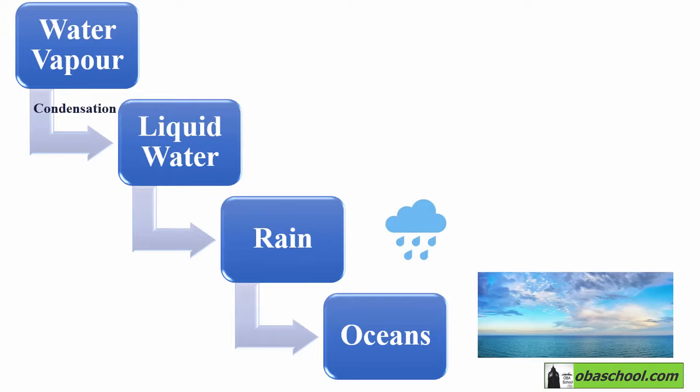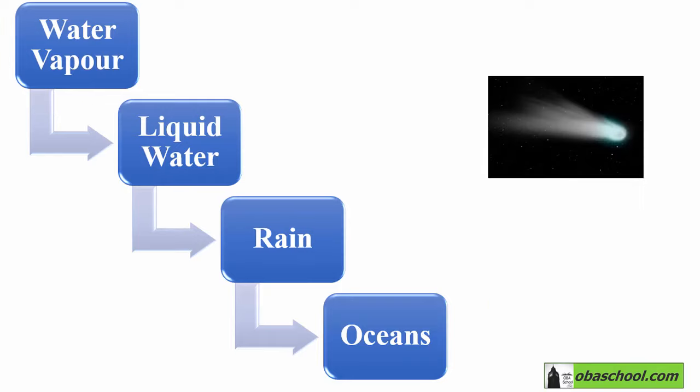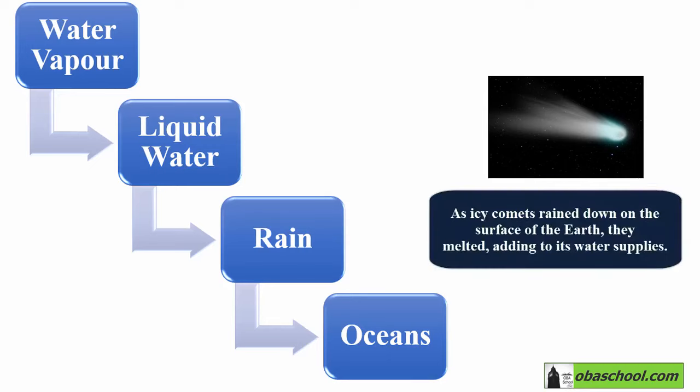Another theory suggests that comets could also have brought water to the Earth. These icy comets rained down on the surface of the Earth, then they melted, adding to Earth's water supplies. Then, as the Earth began to stabilize, the atmosphere was probably mainly carbon dioxide, CO2 gas.